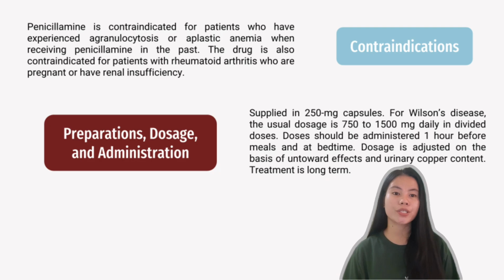Then preparations, dosage, and administration. So penicillamine is supplied in 200 milligram capsules. So for Wilson's disease, the usual dosage is 750 to 1,500 milligrams daily in divided doses. So doses should be administered 1 hour before meals and at bedtime. So dosage is adjusted on the basis of untoward effects and urinary copper content. So treatment is long term.